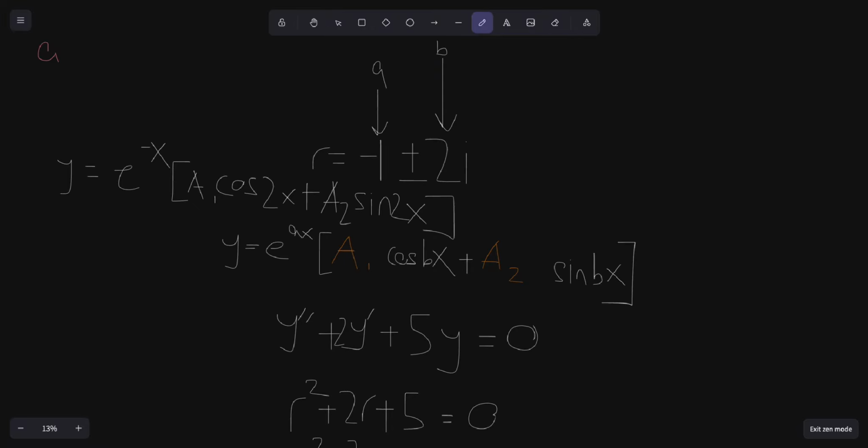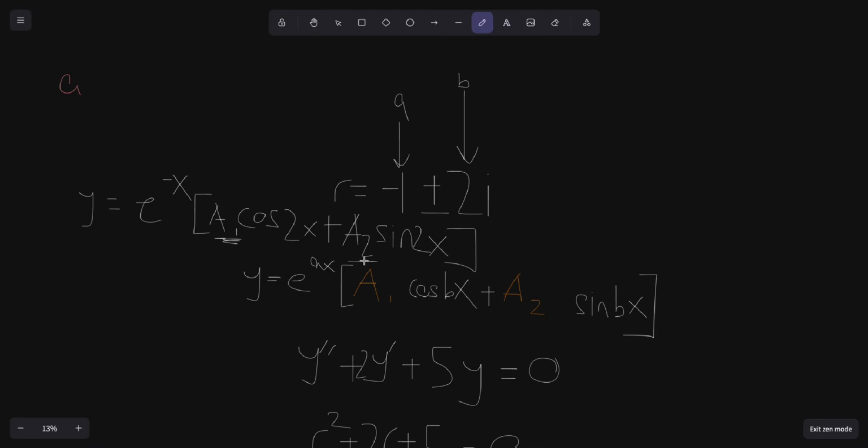Nothing more than that. And so the good thing about these constants is that this A1 and this A2 account for the other constants that we have encountered earlier, the C constants. The A constants absorb those. So that's very nice.